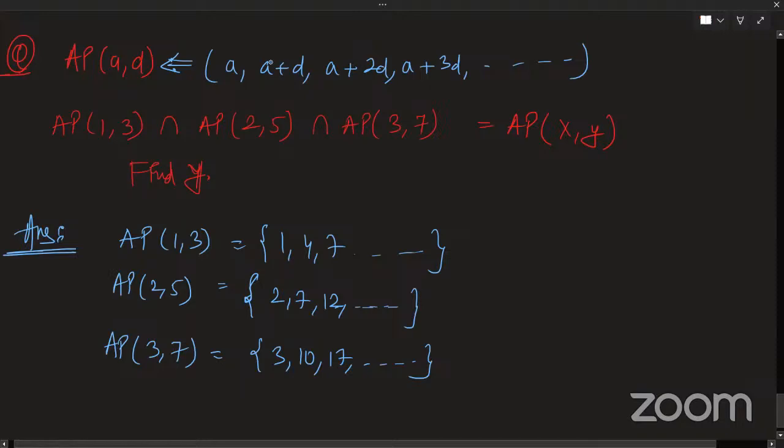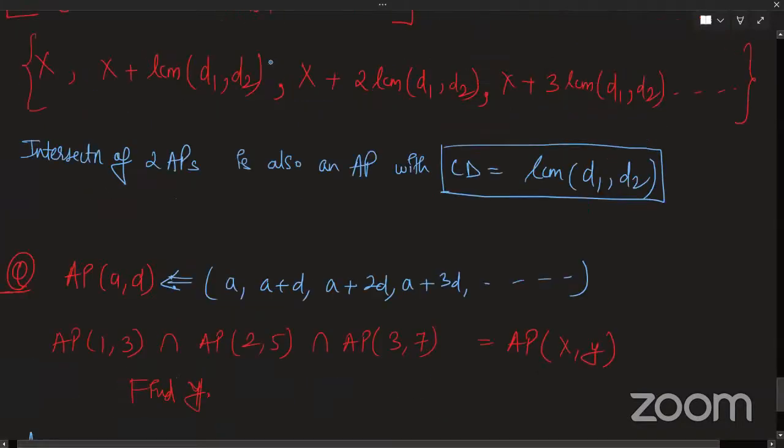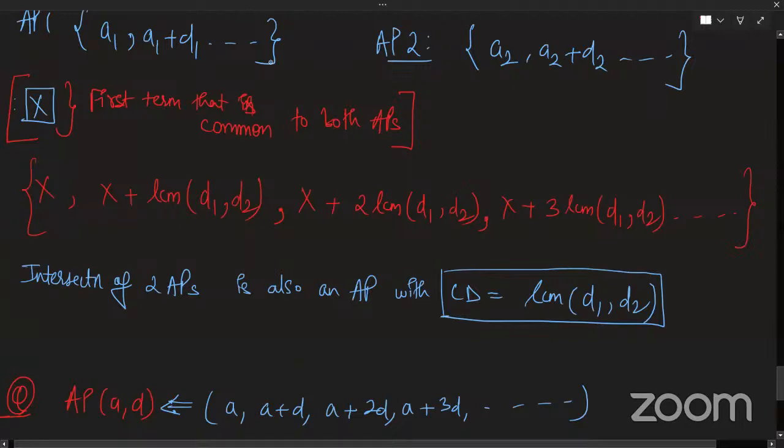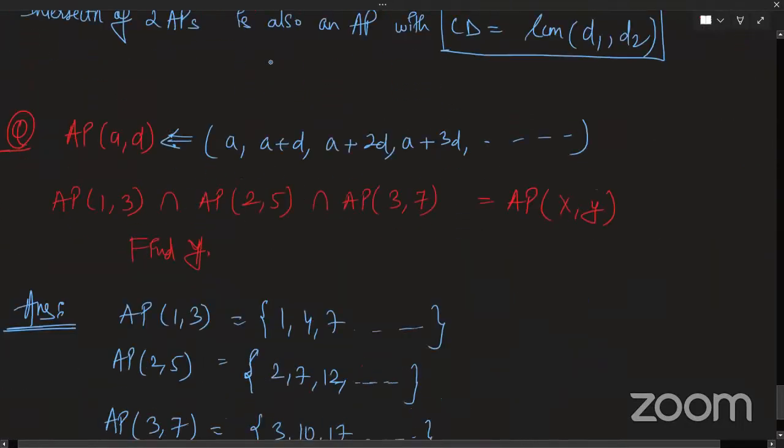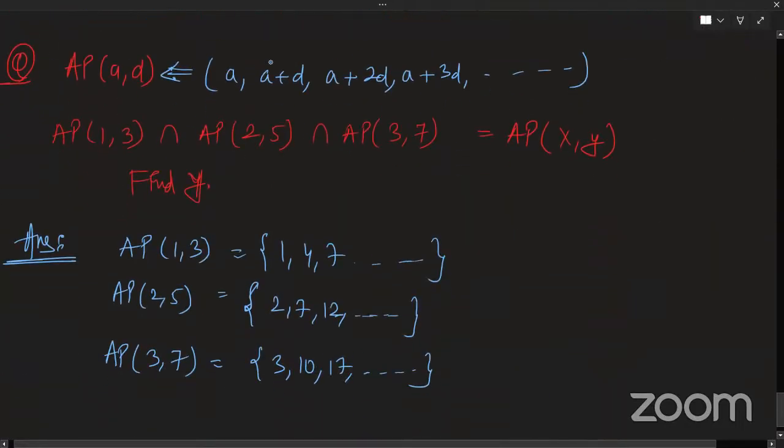Now it is telling me that you take the intersection of these three APs. When I take the intersection of these three APs, it will also be an AP. You can check it here also. Intersection of two APs is also an AP, so the intersection of three APs will also be an AP.